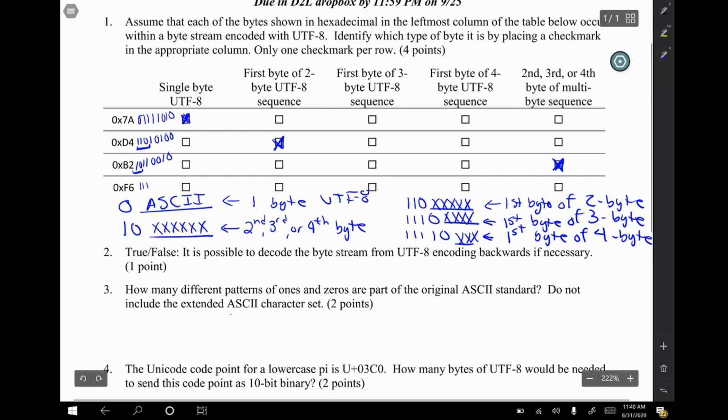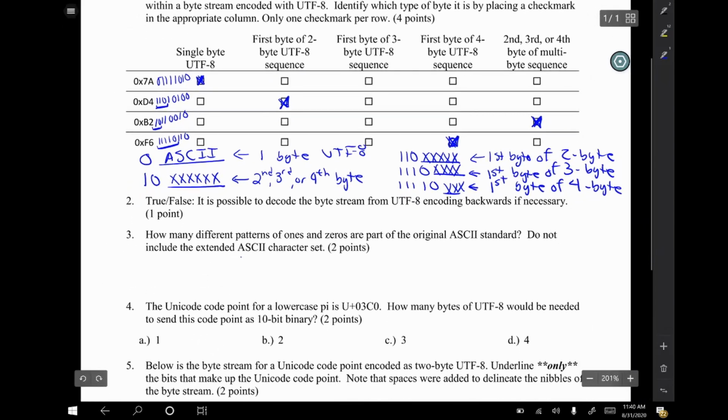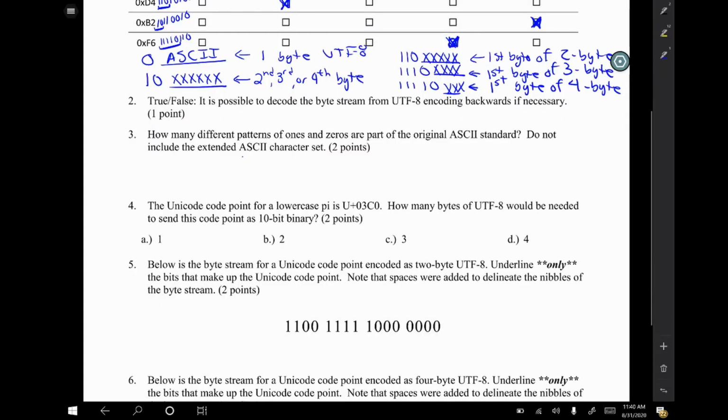F is 1111, 6 is 0110. So we see that the first 5 bits of this are 11110, identifying it as the first byte of a 4-byte UTF-8 sequence. All right, so there's the answer to the first problem. Now let's take a look at the second problem. Second problem, true or false?